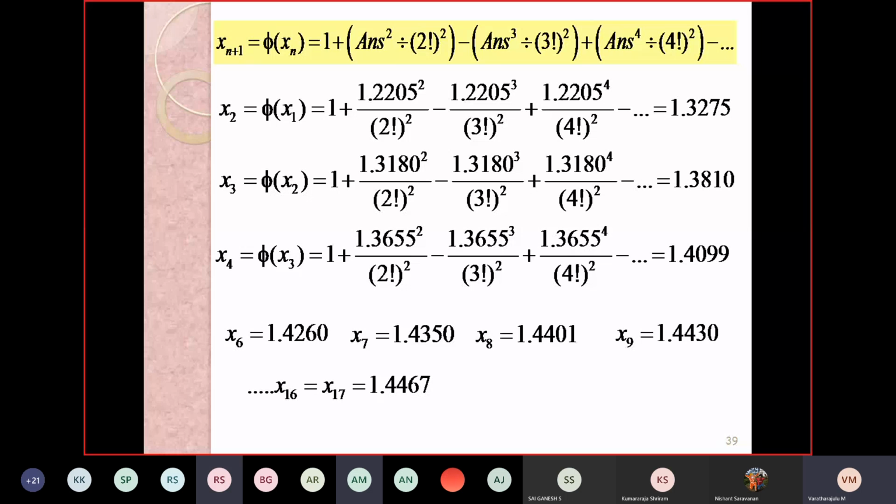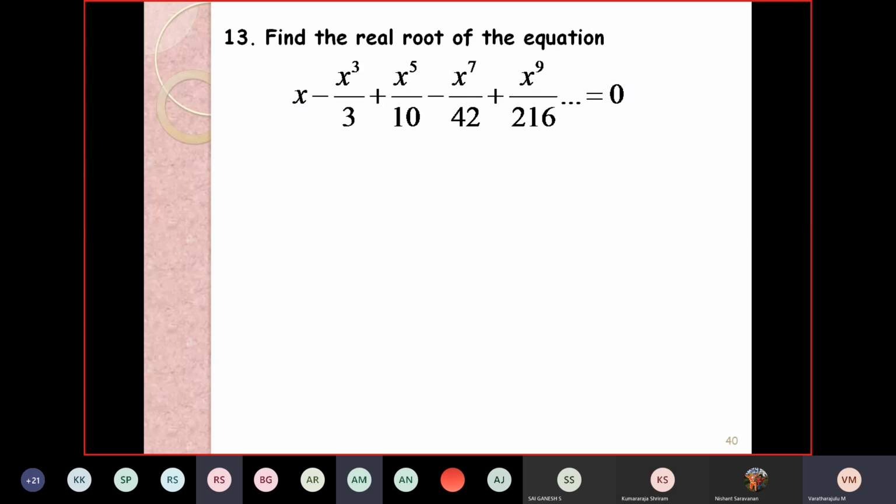Okay, please make a note, and this is the problem for your practice. Find the real root of the equation x minus and so on. Please solve the problem on your own by the iteration method.